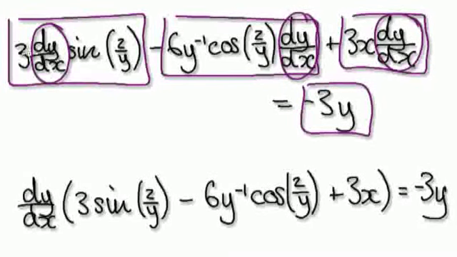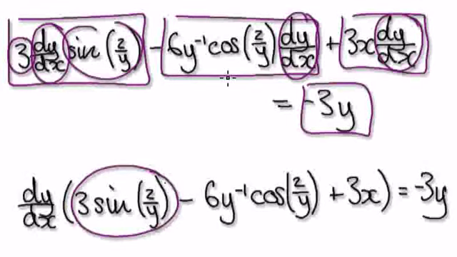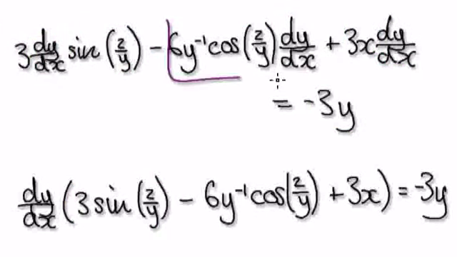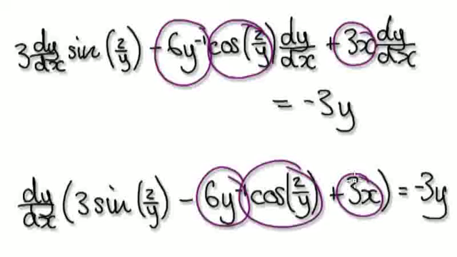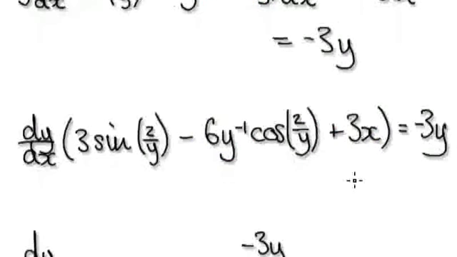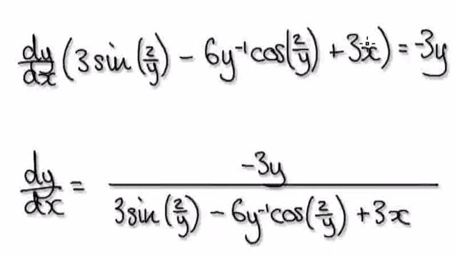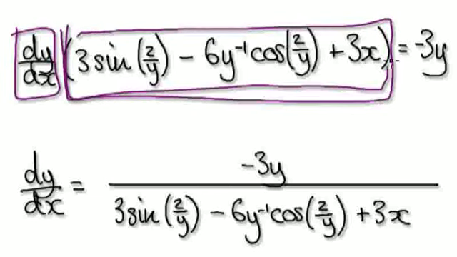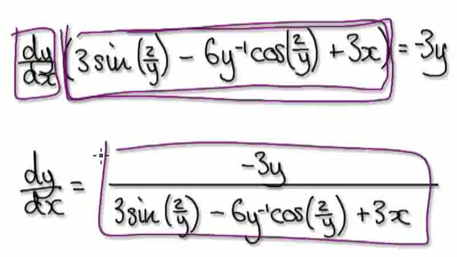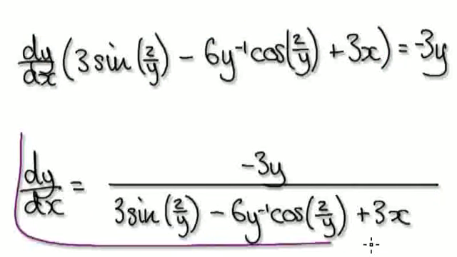So that will then give you 3 sine 2 over y. That's this thing here, and then for the middle block here, that will give you minus this thing here, and then this thing here is this thing here, and so on here. Okay, so now divide both sides by this long block here. At the moment you've got one block timesing this block here. That will then give you this. Okay, so dy by dx equals this thing here.